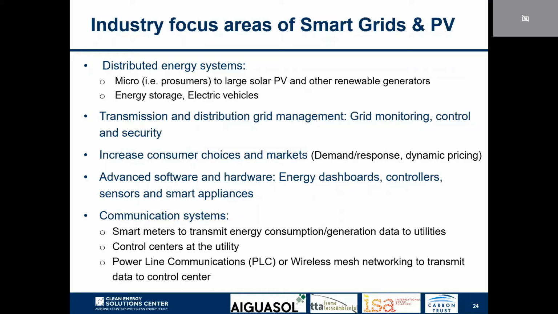The software industry: specific, advanced software and hardware directed to facilitate solar energy generation and smart grids, from energy dashboards and controllers, to the world of sensors, even the Internet of Things, smart appliances, etc. And finally, communication systems, smart meters that should be able not only to measure energy flows, but also to collect consumption data and transmit it in real time to facilitate decision making. There are a number of aspects in that sense that are discussed in the webinar that you will find as part of Module 4. If you're interested in the possibilities of photovoltaics with smart grids, I invite you to check that webinar.